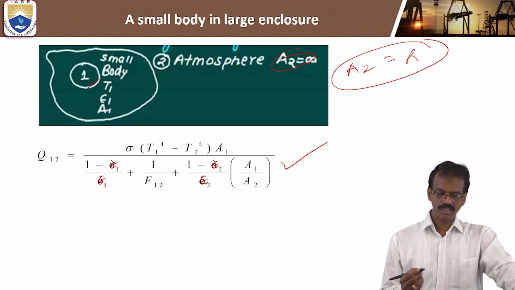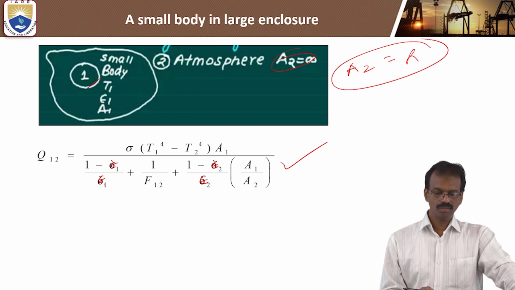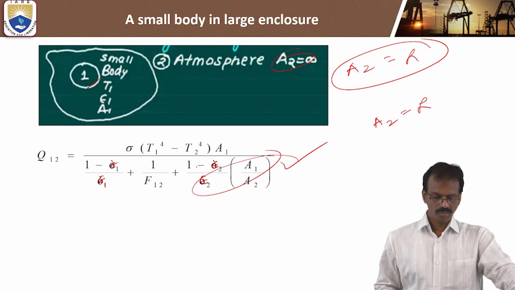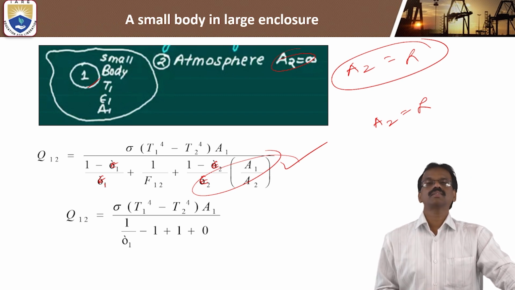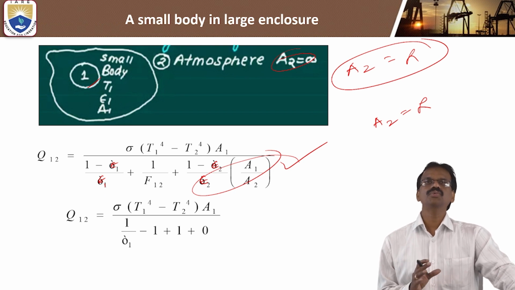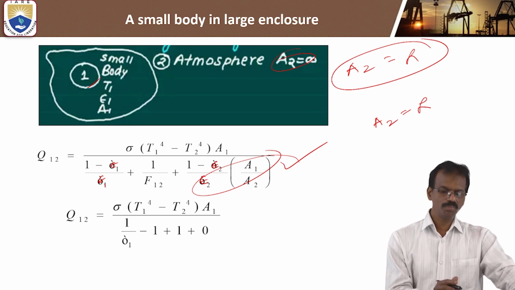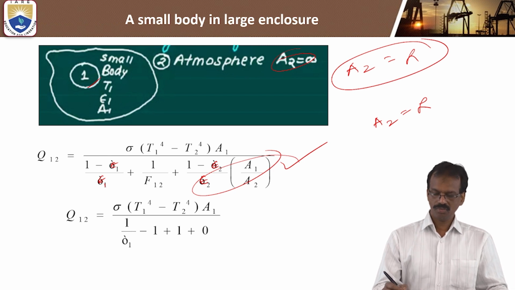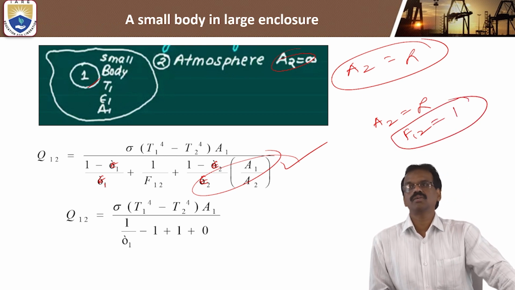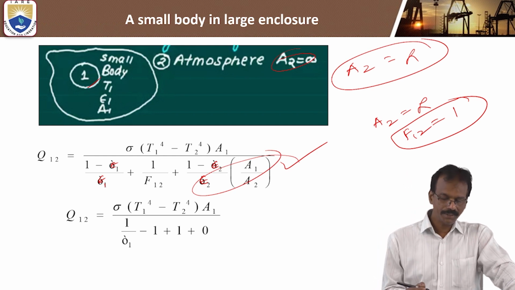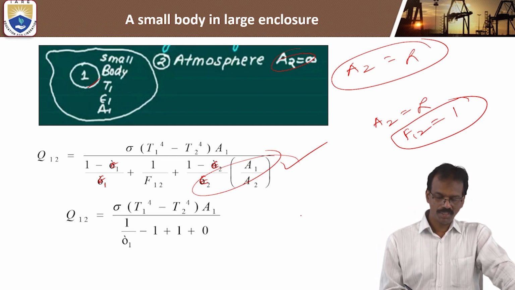So here the condition is that area A2 is equal to infinity. Then this total term will be 0, and the formula will be like this. And we already discussed the shape factor or view factor between a small body and a big enclosure. According to that, F12 is equal to 1. This is the value that we already covered in the previous class also.